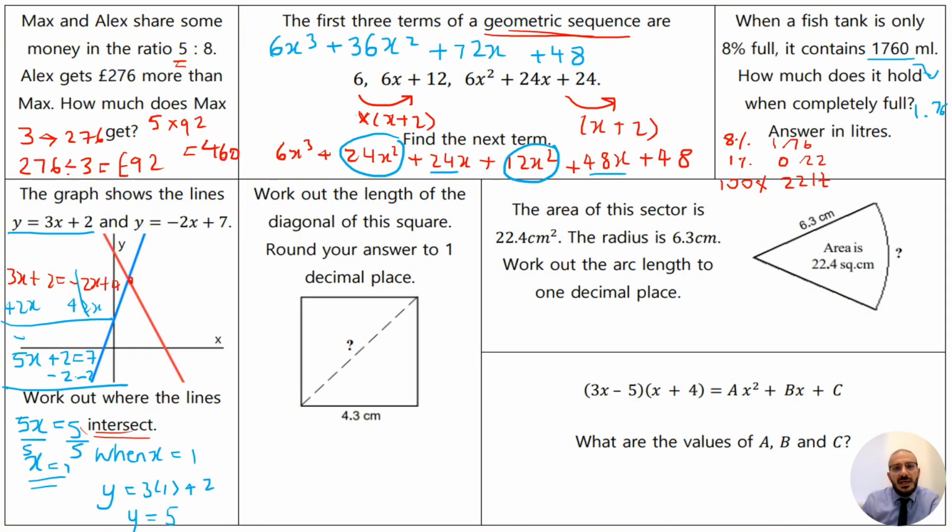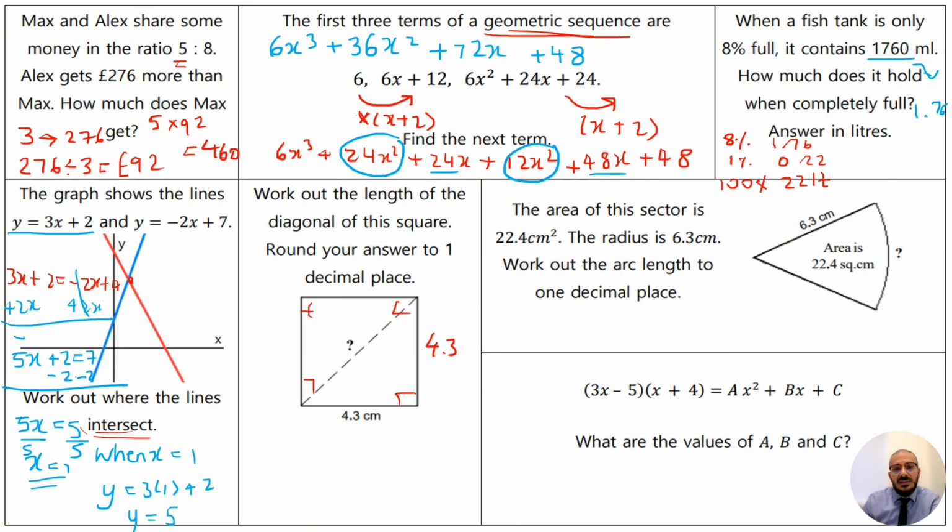Work out the length of the diagonal of this square. So if this is a square and this section is 4.3, of course I know that the other section is going to be 4.3 as well because it is a square. So if this is a right angle triangle, therefore, because all these sections here are at 90 degrees, I can treat this as a right angle triangle and use Pythagoras' theorem.